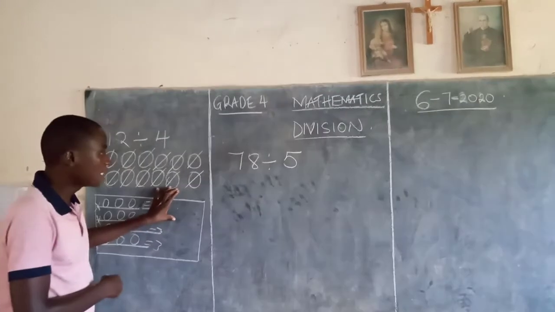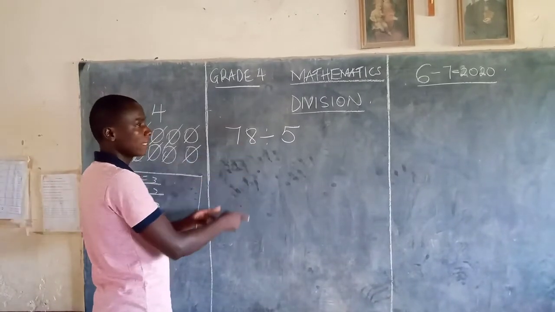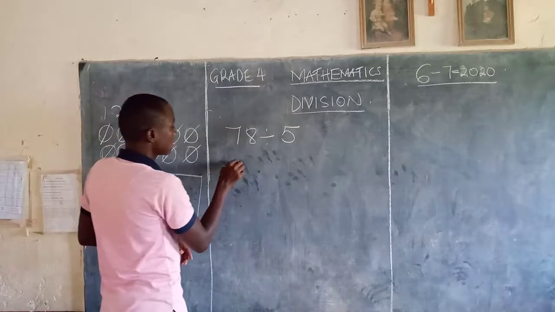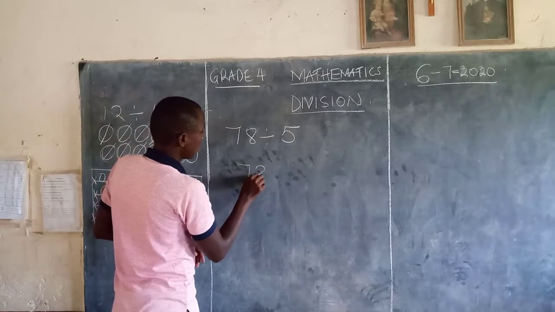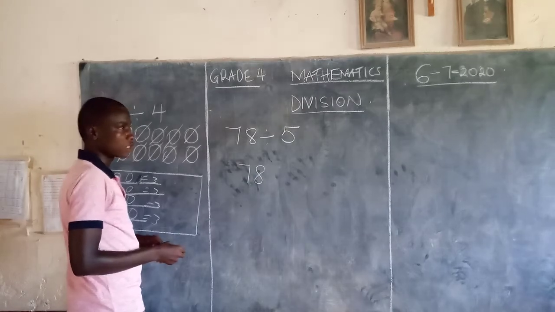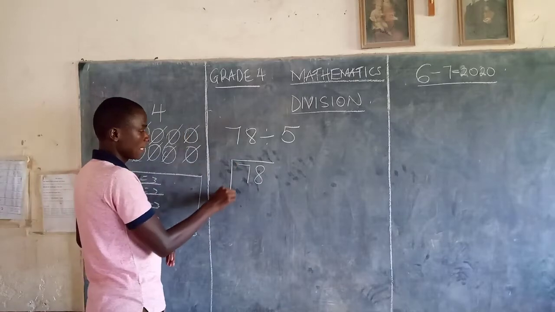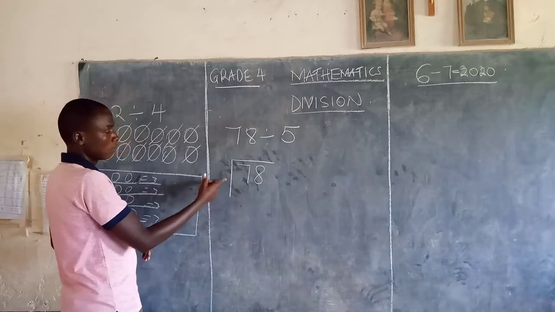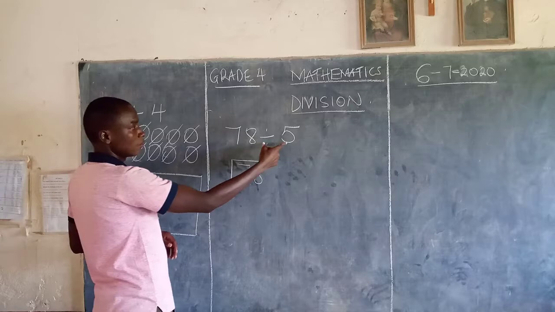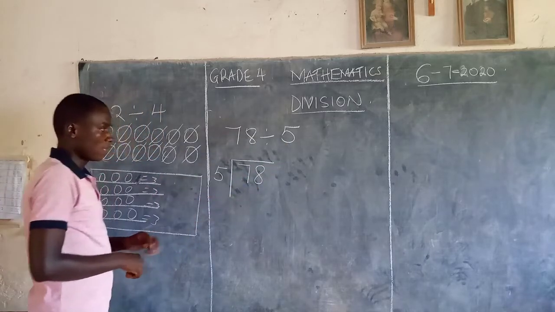So what we need to do here is write your number, and write the number going downward. This is how we write 78, and then introduce the long division symbol covering 78 in that manner. That's the symbol. And on this side, you write the number you're dividing by. You're dividing by 5 right here.